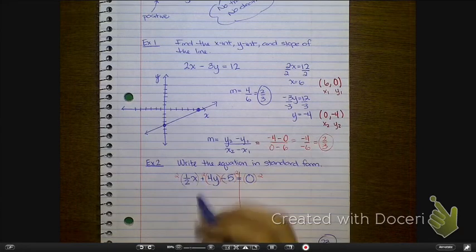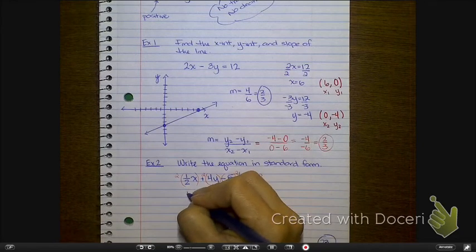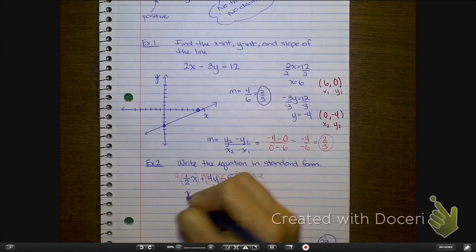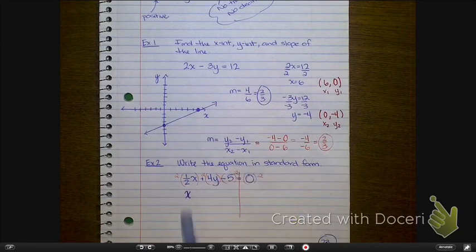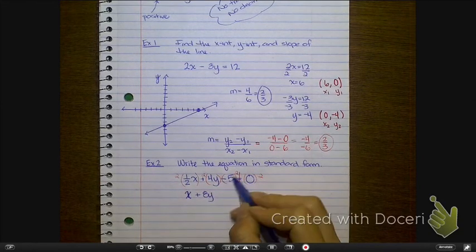1x, right? Do you guys want me to write 1x, or do you want me to just write x? You want 1x or just x? Just x? Okay. All right, so just x. Okay, what happens for 2 times 4y? 8y. Okay, what happens for 2 times negative 5?